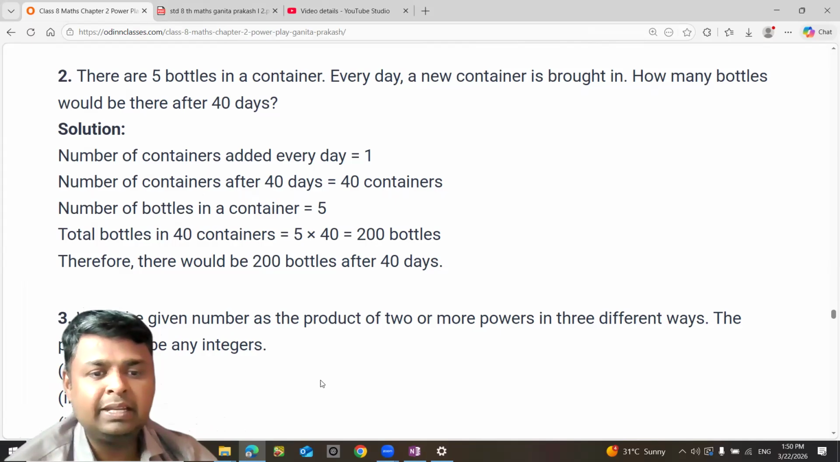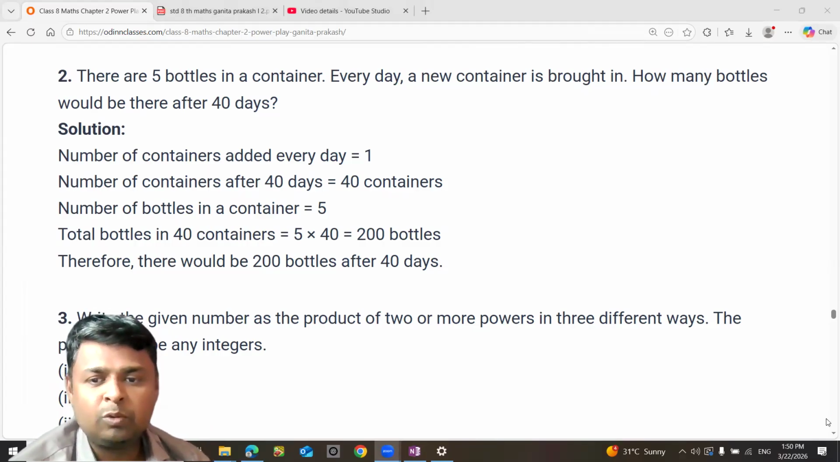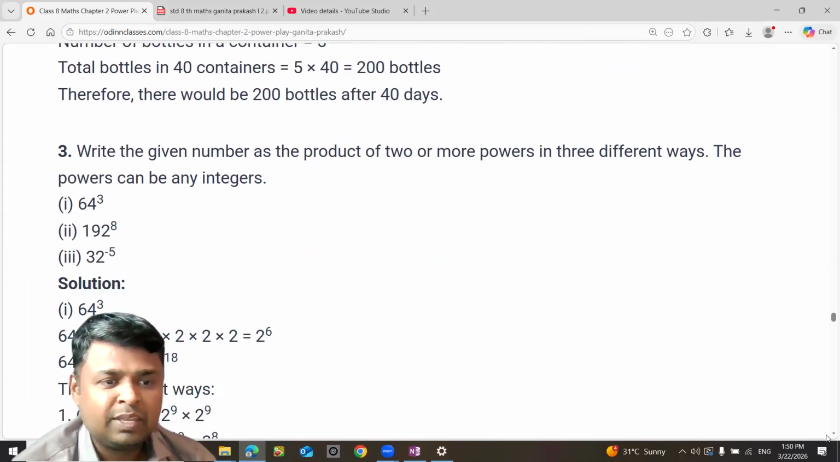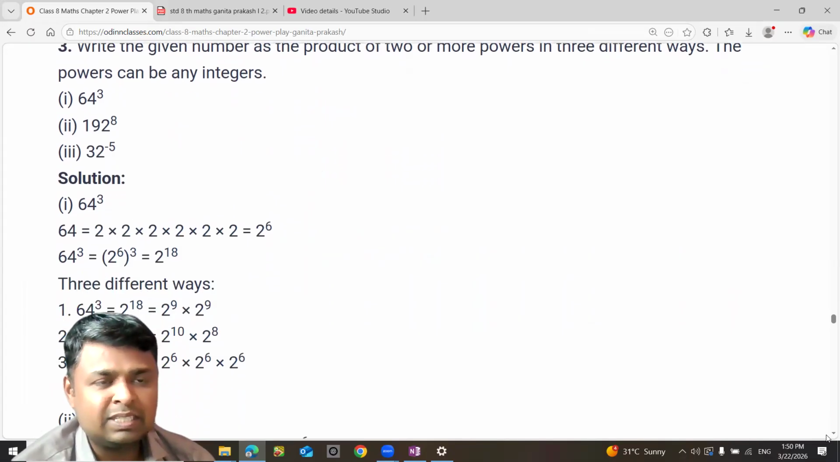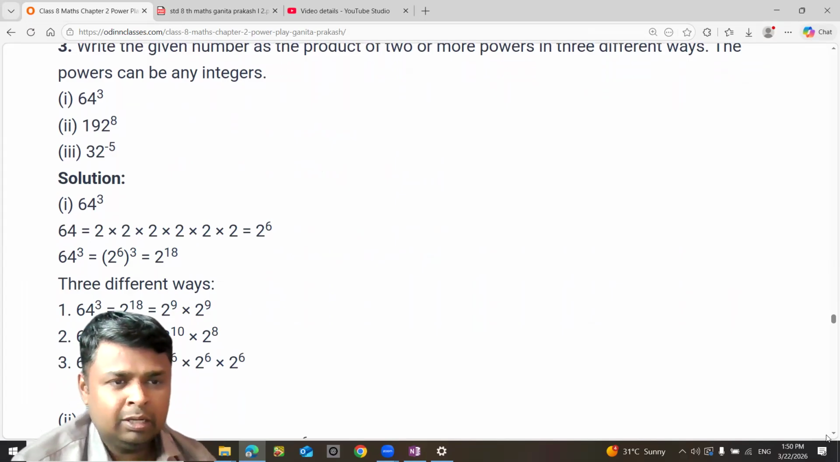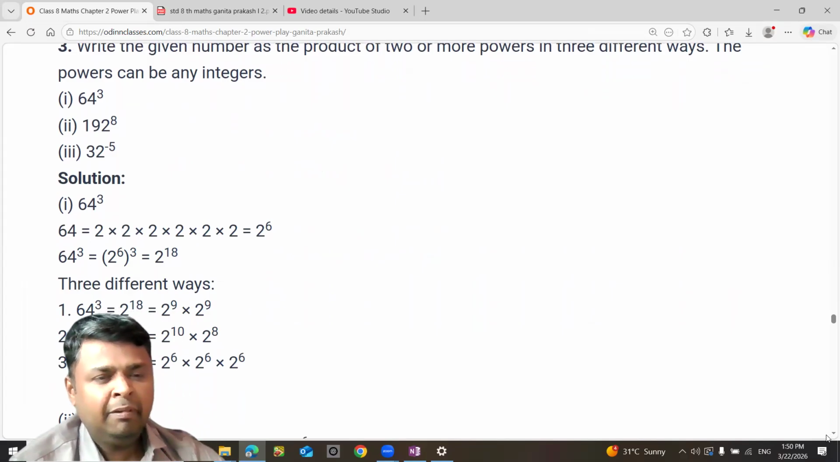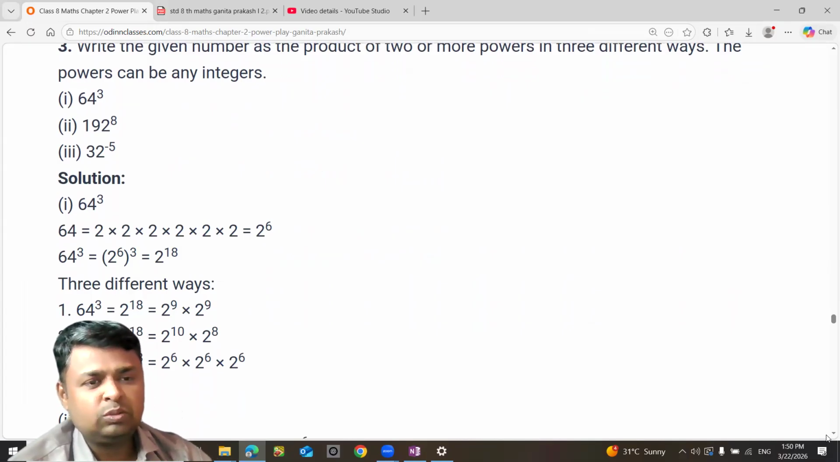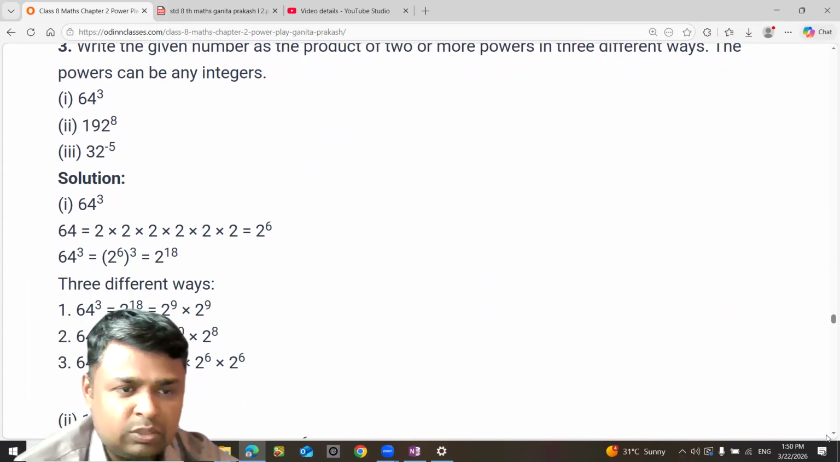Then next one, write the given number as a product of two or more powers in different ways. So we have done this. You can see 64 cubed can be written as 2 into 2 into 2, 6 times. So 64 cubed is 2 raised to 6 raised to 3, so 2 raised to 18.